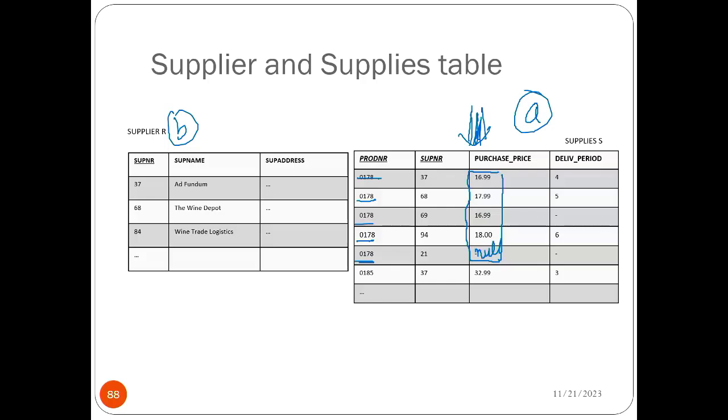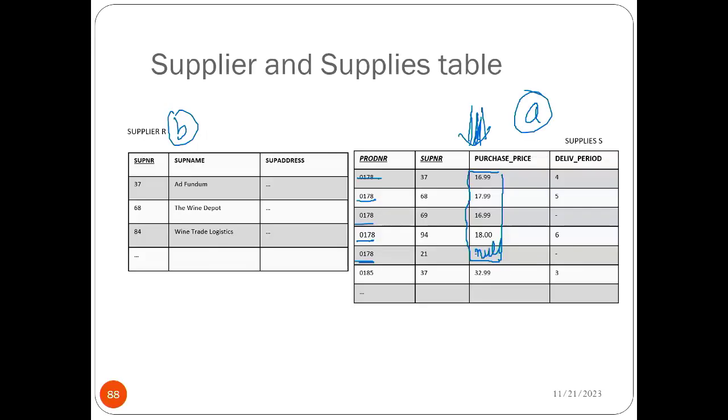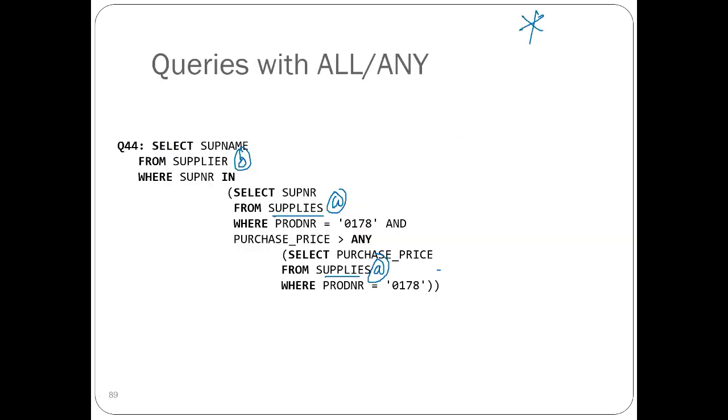Now from these values, let's go to the outer query. This value would be returned by the inner query. What do we want from the outer query? Select supplier number from supplies where the product number is 0178 and the price that this supplier is offering is greater than one of the prices that we have there. It should be greater than at least one.